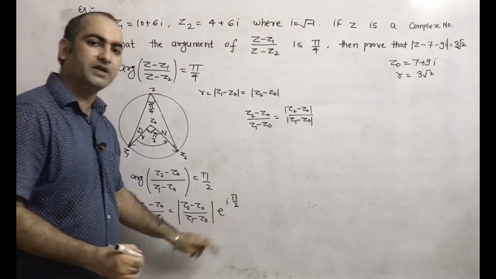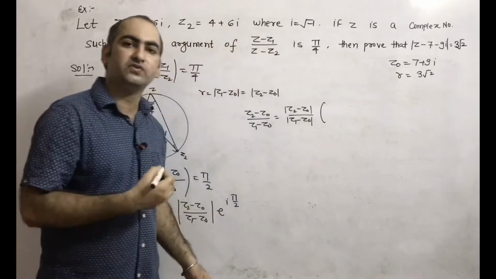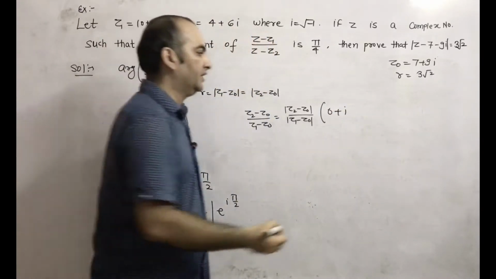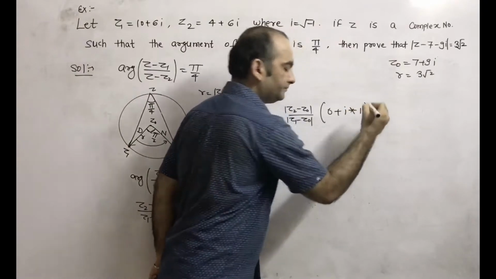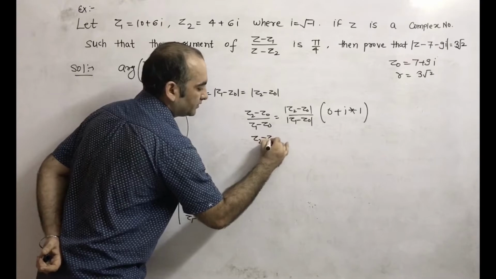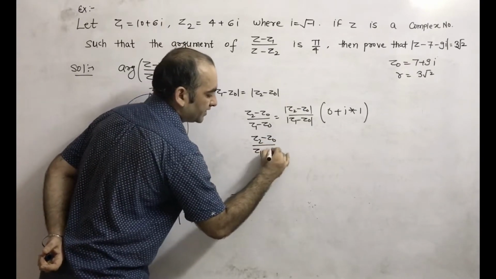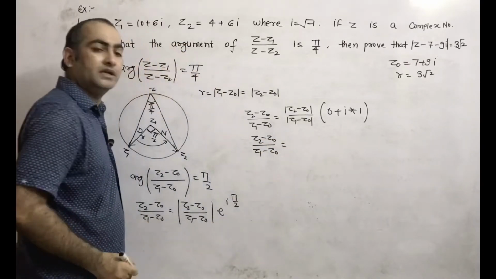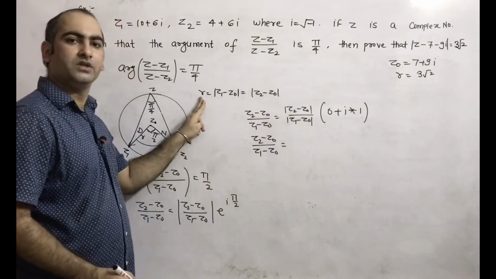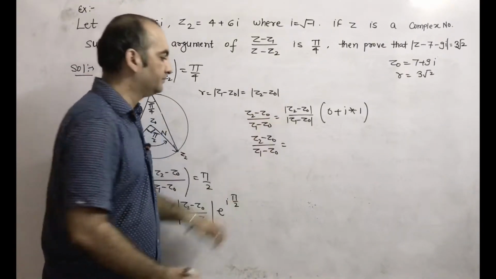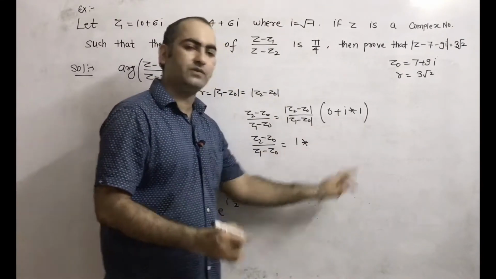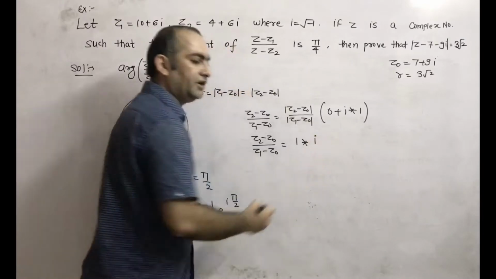So here, cos pi by 2 is 0, plus iota sin pi by 2 is 1, so into 1. Okay, this will come. So (z2 minus z naught) divided by (z1 minus z naught) equals r, and this is equal to r. So both are r, so it is 1 into (0 plus iota into 1). This is iota, so 1 into iota will come.